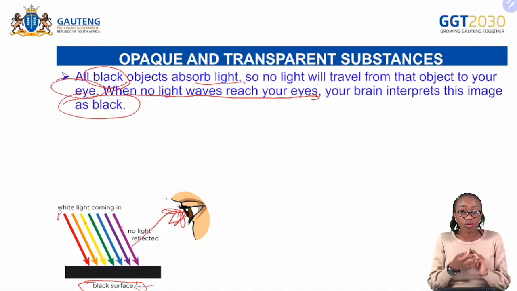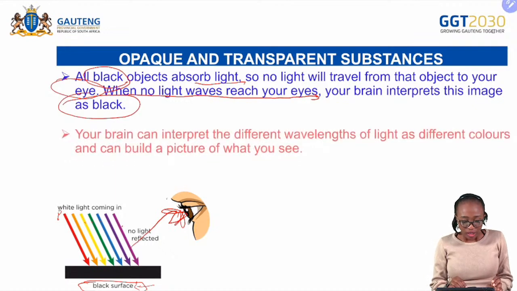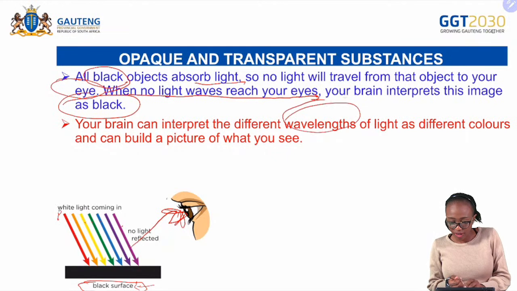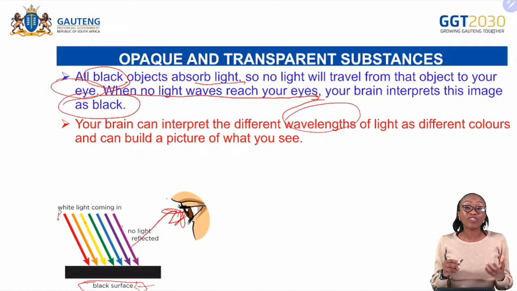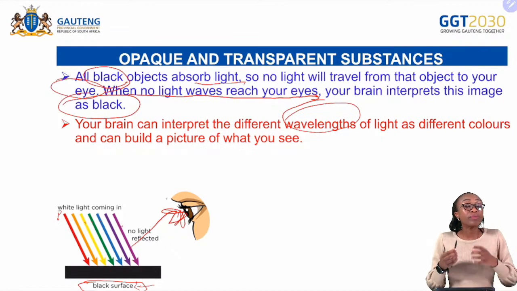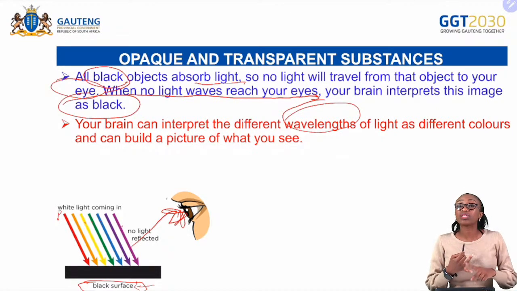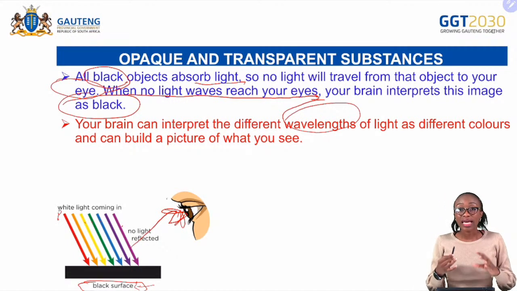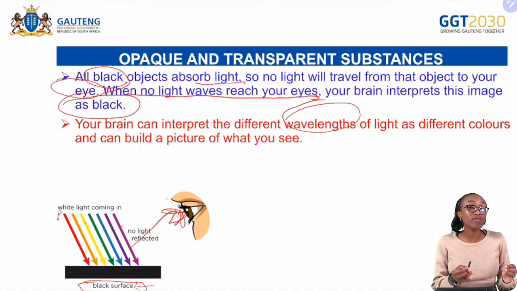None of the light is going into the person's eye. Now, your brain can interpret different wavelengths of light as different colors and can build a picture of what you see. Remember from last week, we learned about the 7 colors that make up white light. We said these 7 colors of the visible spectrum of light have different wavelengths. Red has the longest wavelength, whilst violet has the shortest wavelength.